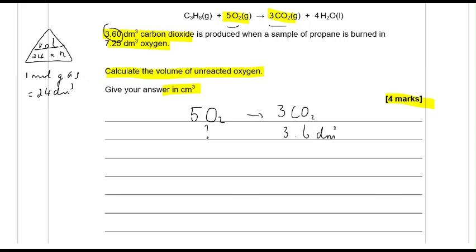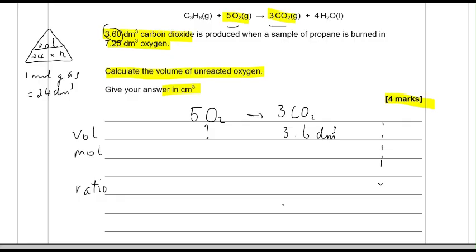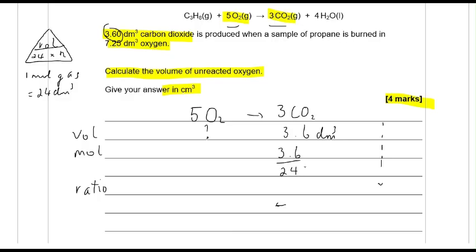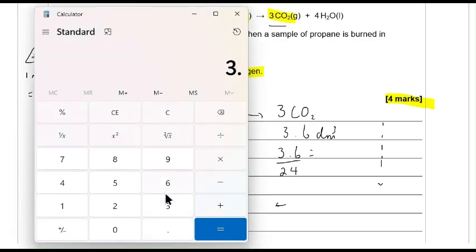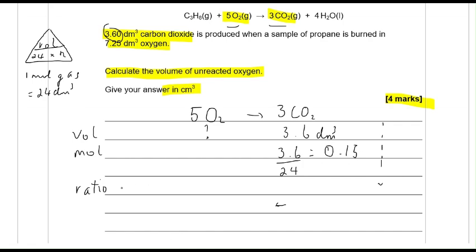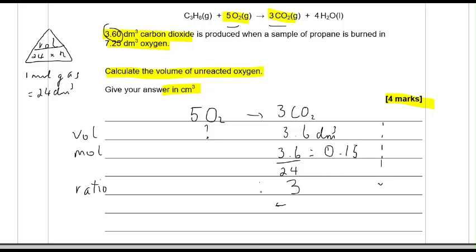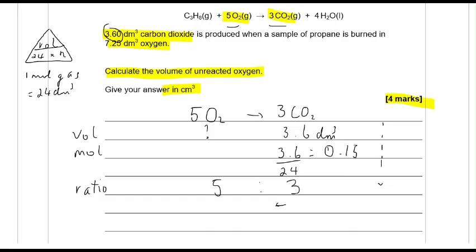Down the left hand side we simply put in the volume moles ratio. We start with our known 3.6 decimeters cubed of carbon dioxide, and we go down to calculate the number of moles. So using the formula triangle, we must do 3.6 divided by 24, which gives us 0.15 moles from the data we've got. Now we need the ratio. The ratio from the equation is 3 carbon dioxide to 5 oxygen. So in order to calculate the moles of oxygen, we must multiply by 5 and divide by 3 the 0.15 mole.